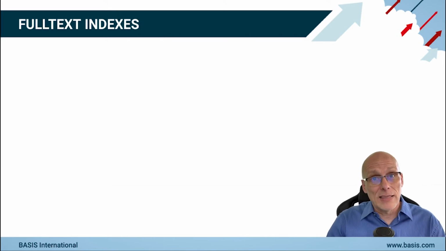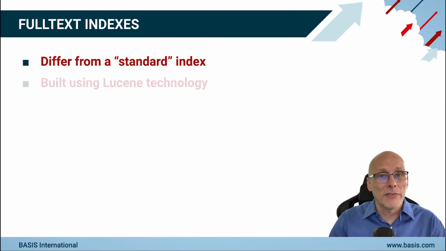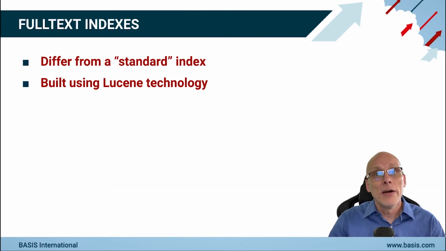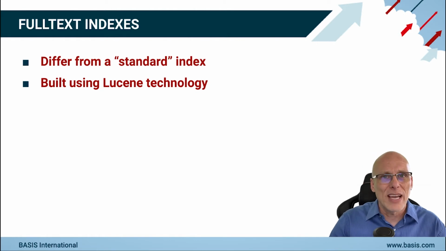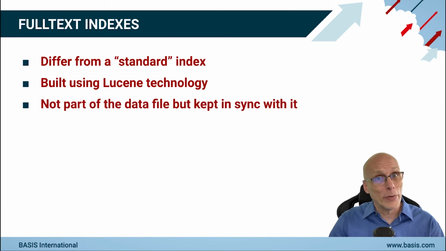But this is where full text indexes come in. Not every SQL relational database supports full text indexes, but we do, which is great. They differ from a standard index significantly. One big difference is that they're built using Lucene technology. Lucene is a best-in-class full text search engine. It's much like Google, how Google would index a text document and then give you the ability to quickly locate those documents with just a few words, and you can use search phrases and that kind of thing. And Lucene supports that same kind of search capability over your SQL data, which is great.